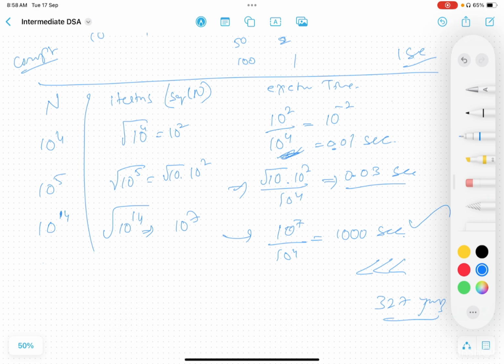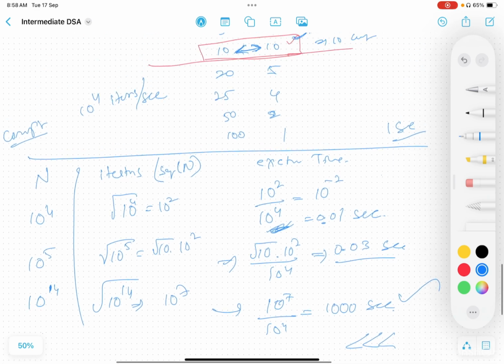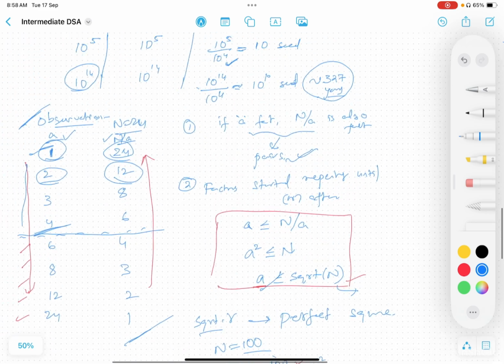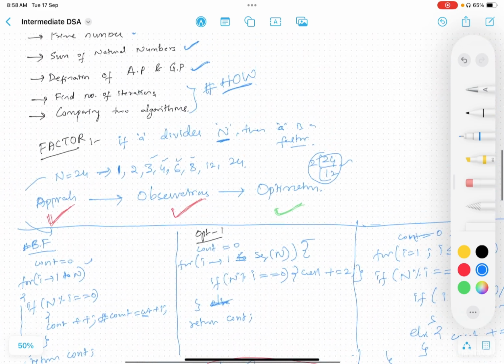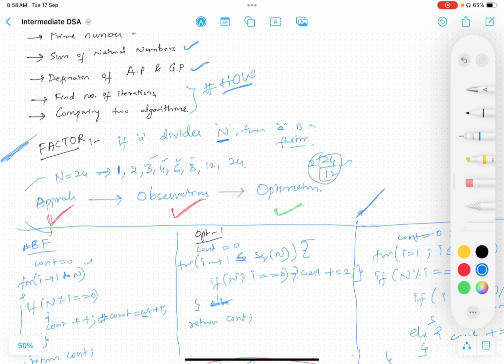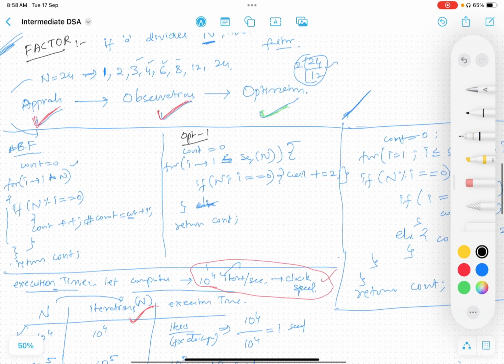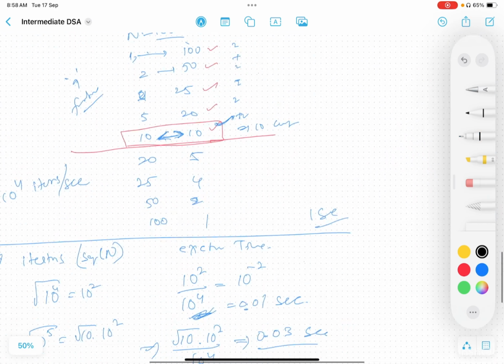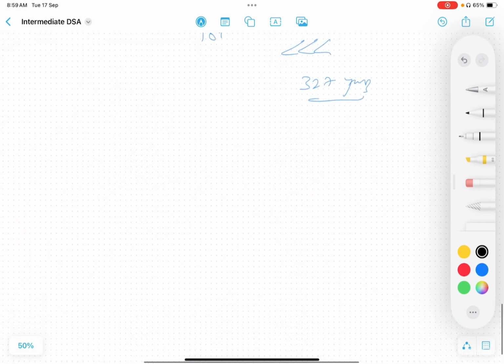So yeah, this is one example I wanted to show. We won't explain everything in the same manner. Since it's the first concept, I am telling you the importance of execution time and how you find the approach, make observations and optimize the code. Let's quickly jump on to the next topic, and from now the topics will be really fast, which is prime number.